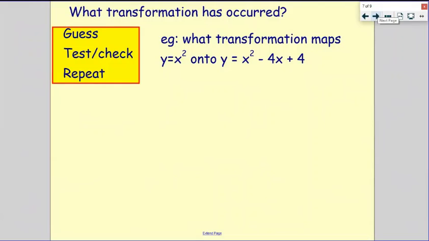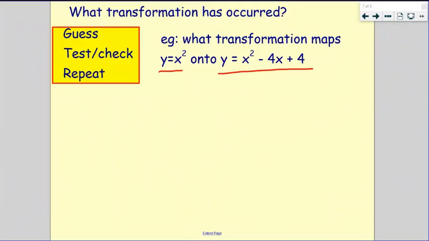The other question that you might get asked is not to perform the transformation, but ask what transformation has occurred. So here, for example, what transformation maps y equals x squared onto y equals x squared minus 4x plus 4? Seems a bit odd.